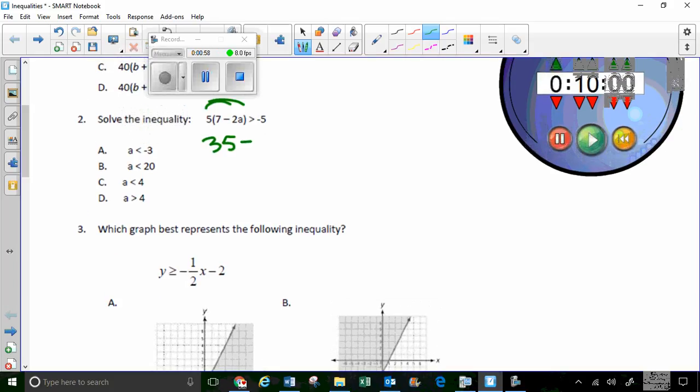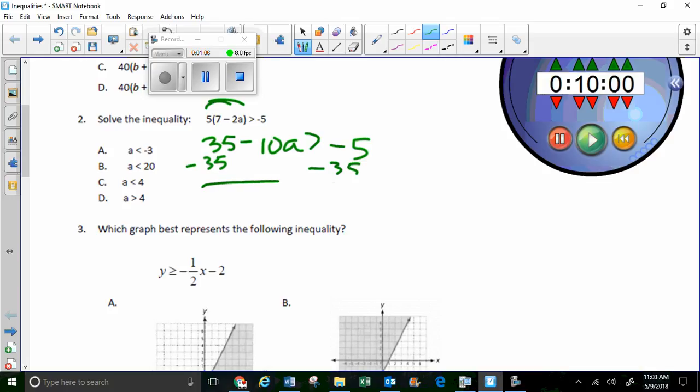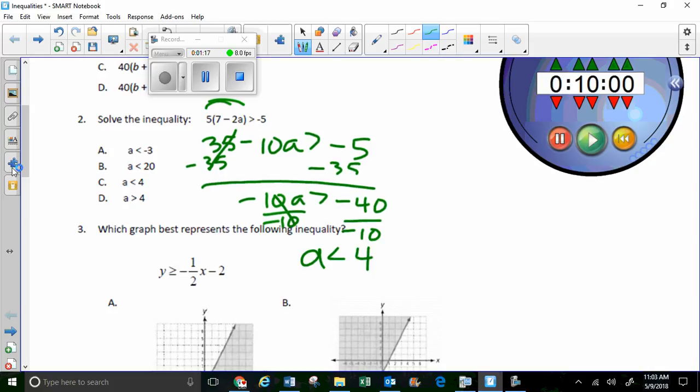To solve this inequality, you should have just distributed. So you get 35 minus 10A is greater than negative 5. Subtract 35 on both sides to get rid of your constant. You get negative 10A is greater than negative 40. Divide by negative 10, and you'll get A is less than 4. Don't forget you're flipping your inequality symbol when you divide by a negative.